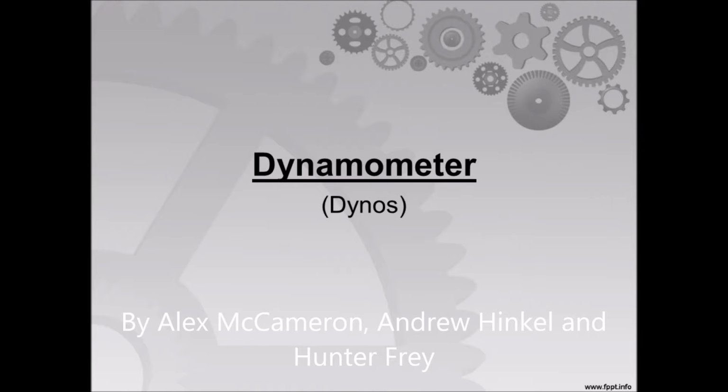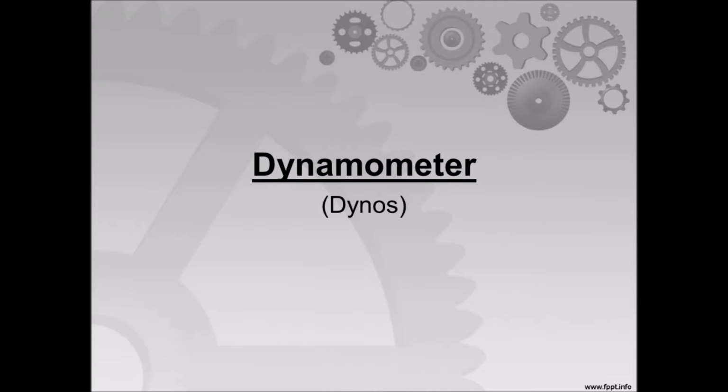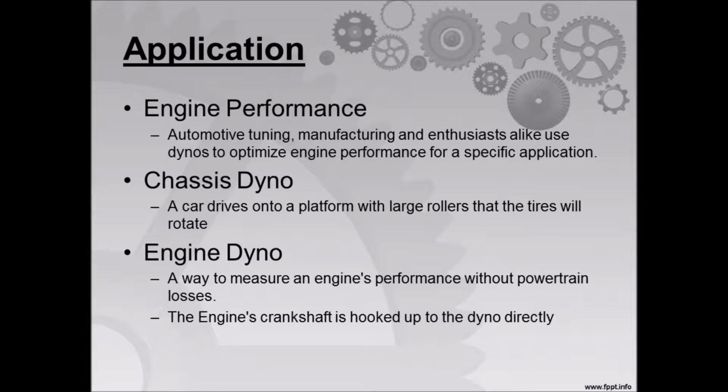In this presentation, we will explain the history, function, and application of dynamometers and how they relate to ME 333. A dynamometer, also known as a dyno, is most commonly used by automotive companies and hobbyists alike to monitor, track, and optimize engine performance for a specific application.